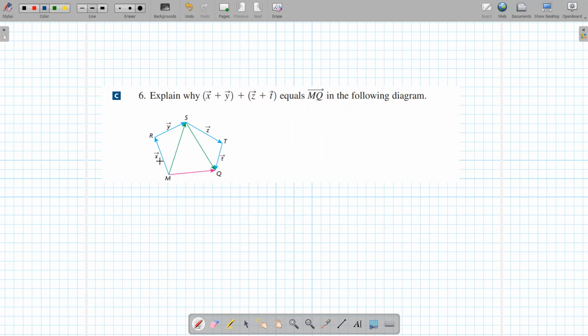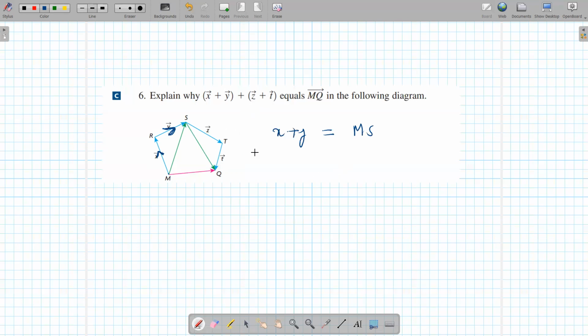X plus Y. Give me what X plus Y gives. It's gonna give a certain vector. What's X plus Y equal to? Look at the diagram. We're adding this guy with this guy. What does that give? Tip to tail, right? It's gonna give us MS, no?